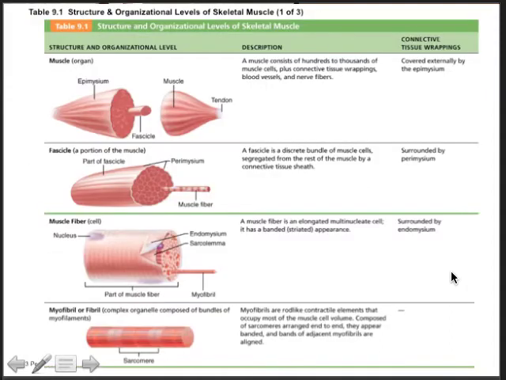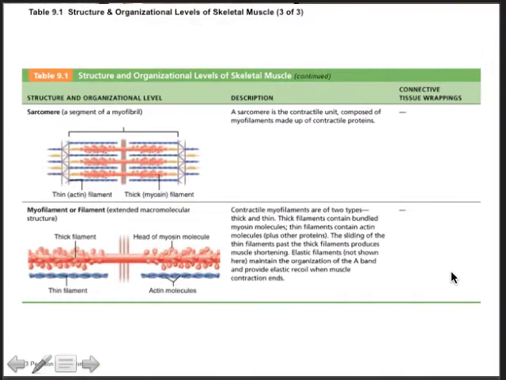And so this is a chart showing you the structural and organizational levels of skeletal muscle. I won't go into each one of these. This is 9.1 in your book. But again, star this material, know it. We're going to go into some detail covering it today.